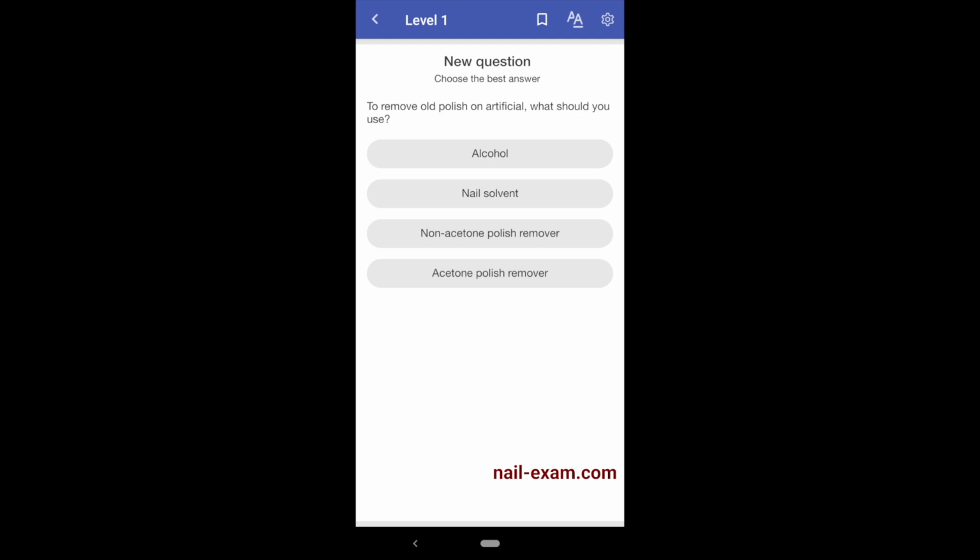To remove old polish on artificial nails, what should you use? Answers: A. Alcohol. B. Nail solvent. C. Non-acetone polish remover. D. Acetone polish remover. The answer is D.